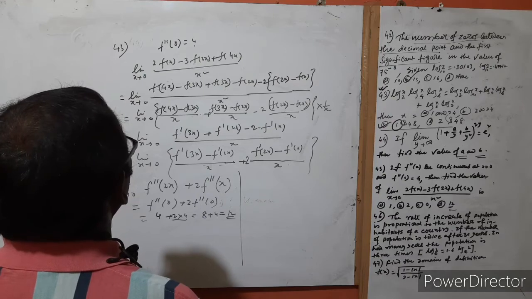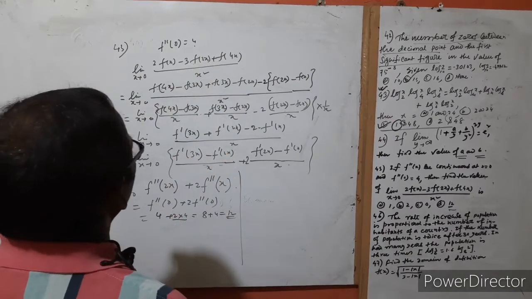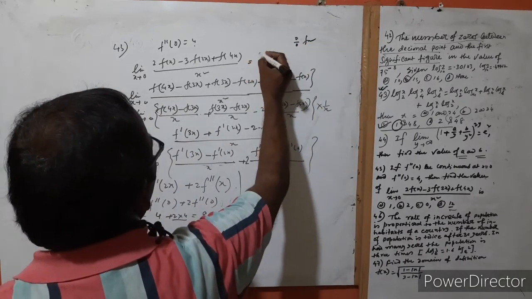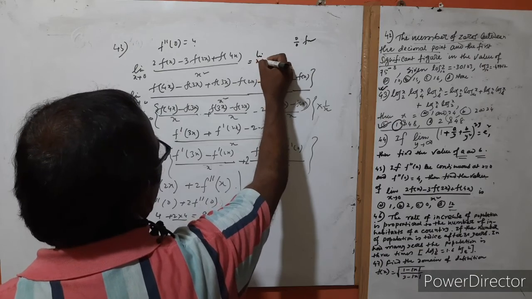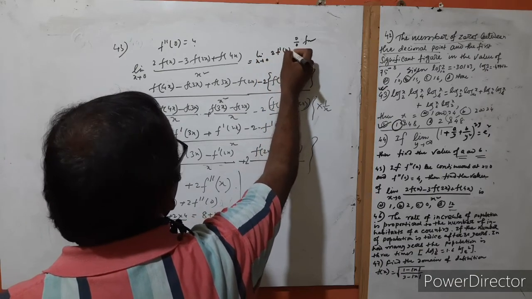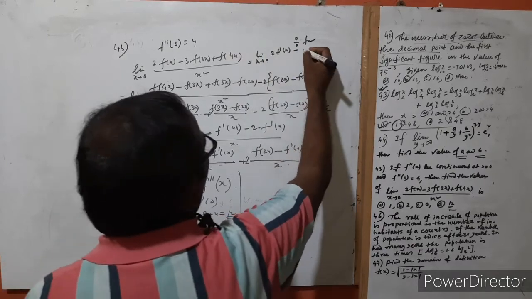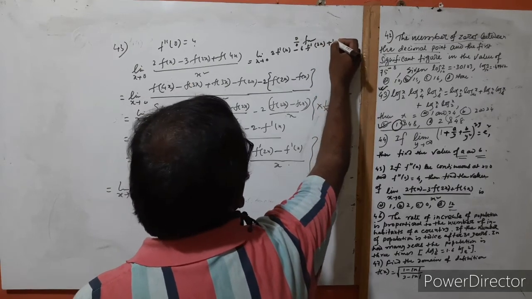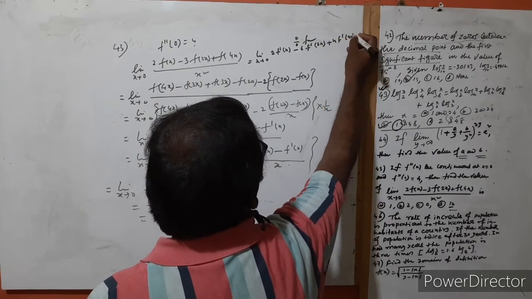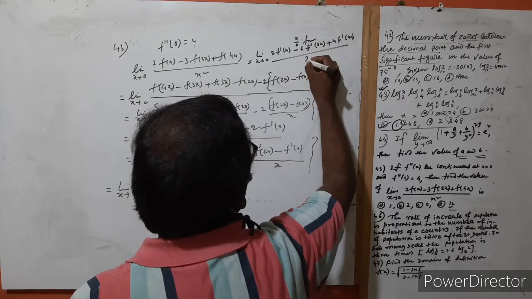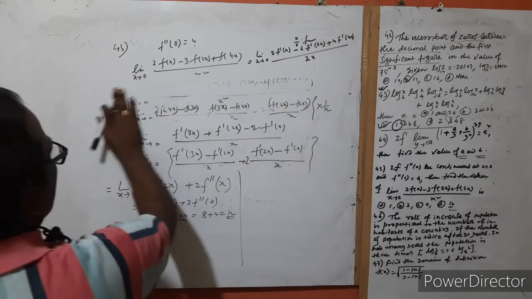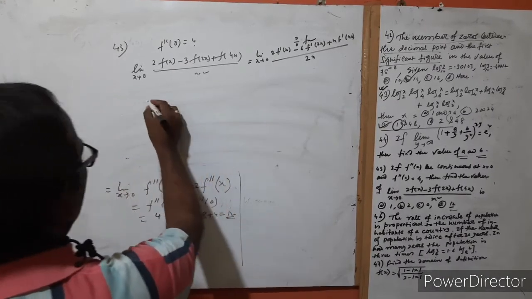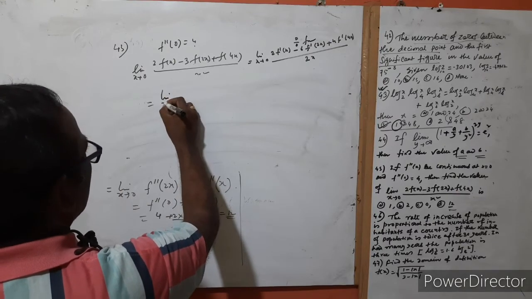And this is 2 and 3, and this is 0 by 0 form. So we can apply that, differentiate and take the limit as x tends to 0: 2 into f dash x, 6 into f dash 2x, and 4 into f dash 4x, divided by 2x.